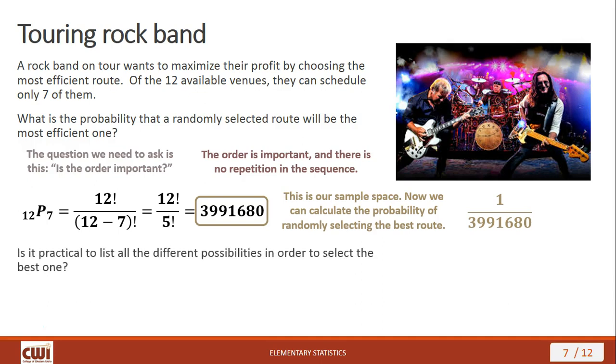Is it practical then to list all the different possibilities in order to select the best one? Well, given that there's almost 4 million of them, I should think not. That's not very practical. The total number is very large. I mean, how many sheets of paper are you going to need? Even if you have very, very small print, it's going to take you many sheets of paper to print off each of the different possibilities. There's almost 4 million of them. So no, it's not very practical to list them all. You're going to want to try to identify the most efficient route by some other means.